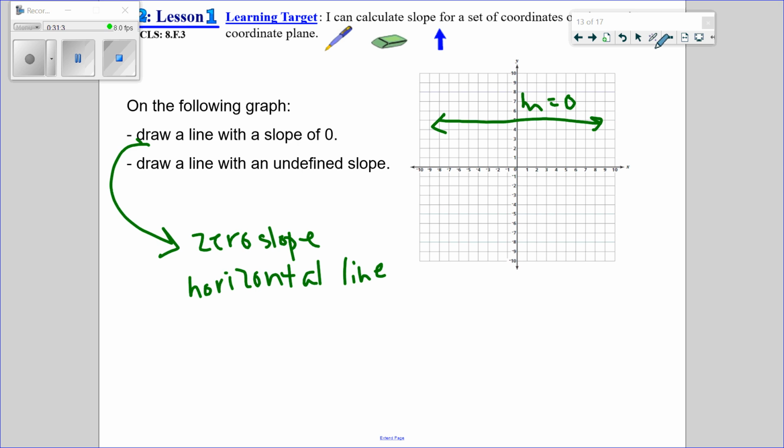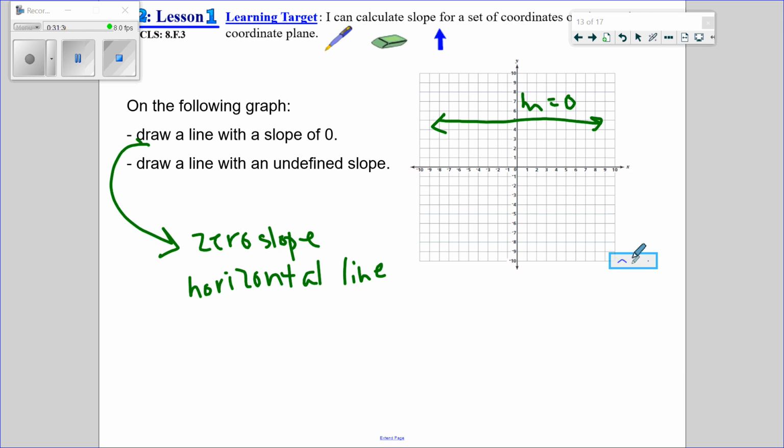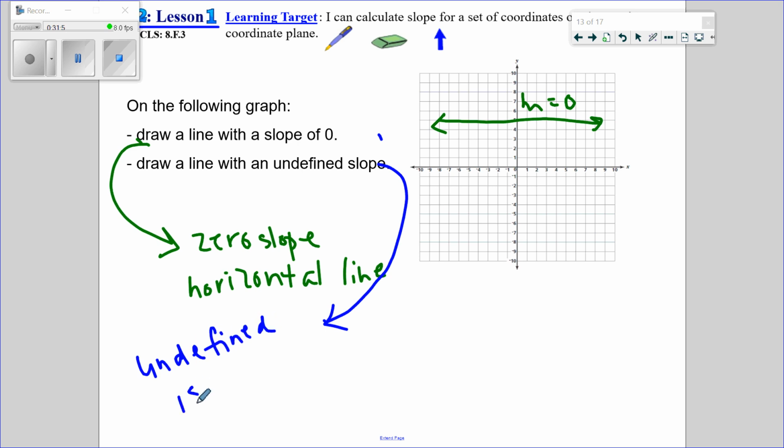Then they want us to draw a line with an undefined slope. Let me change the ink. Okay, so I'm going to make a line here and write, let me put a little arrow, undefined is a vertical line. We could draw it anywhere. Let's draw it right here. And its M is undefined.